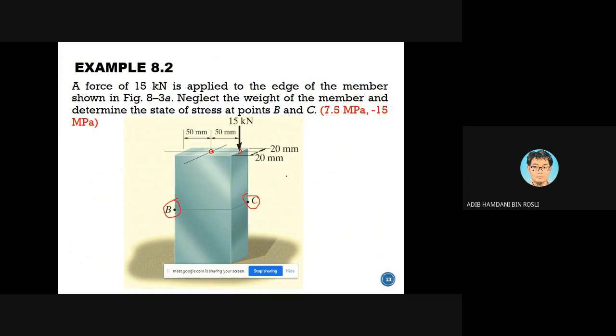So first thing first, determine the state of stress. What kind of stress? Is it normal or shear? We won't know this until we do the cut section. So you cut not through the points B and C. No, we cut through the section. You section this through the point, right? So you cut.